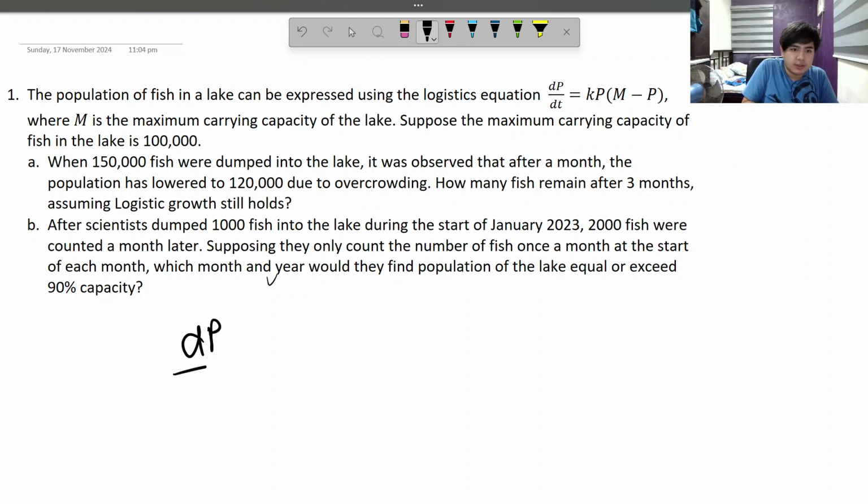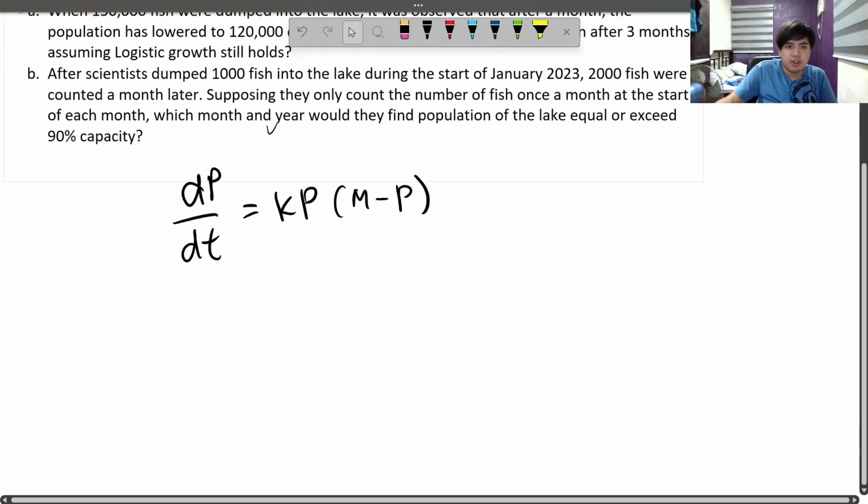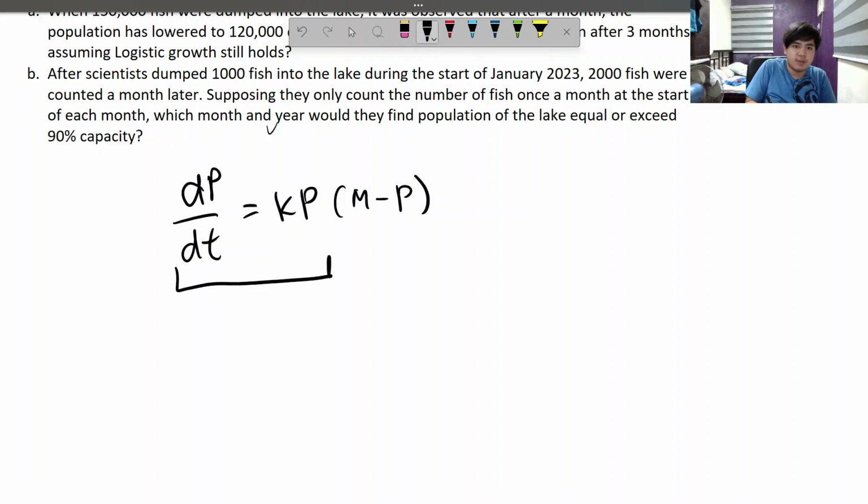dP over dt equals Kp times M minus P. So the logistic equation is just the growth equation, or the decay equation, but with M minus P, what we call the limiting factor.